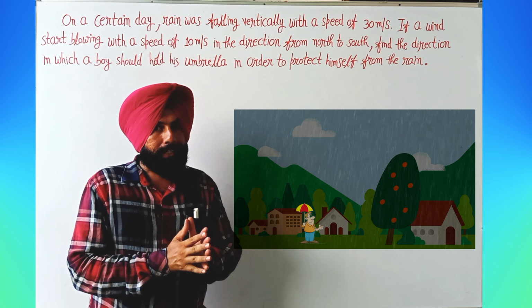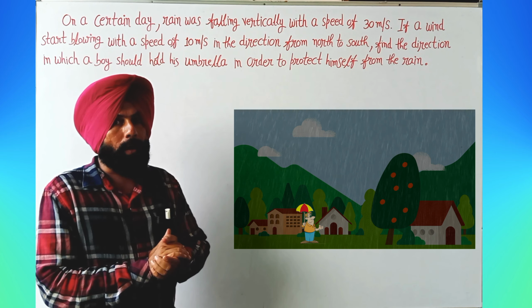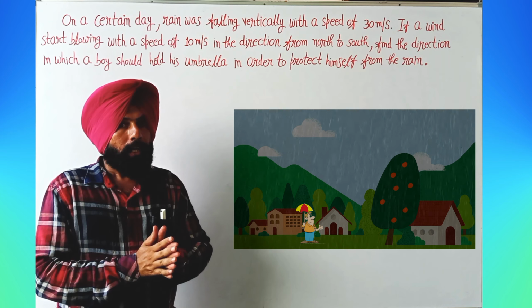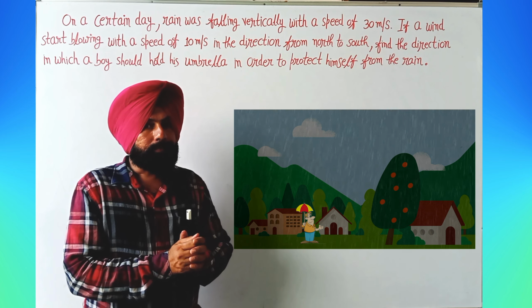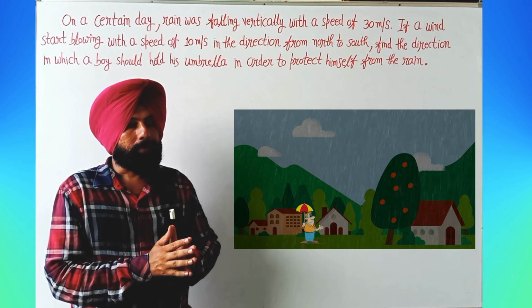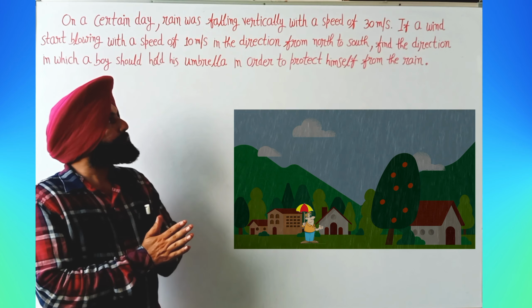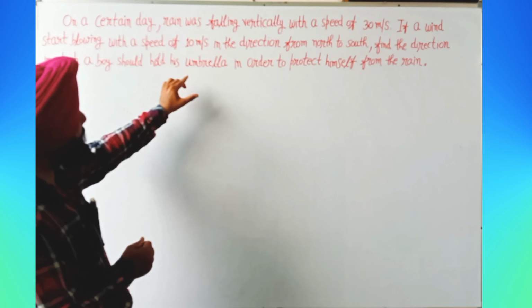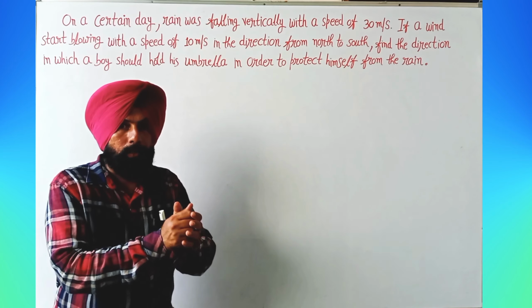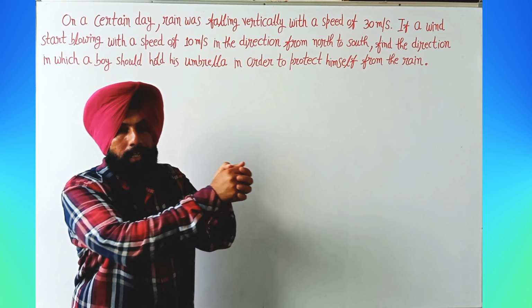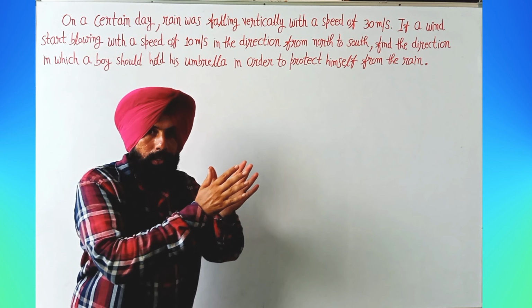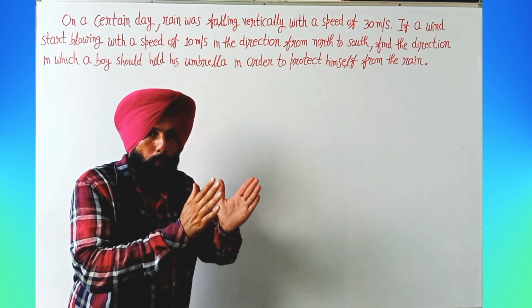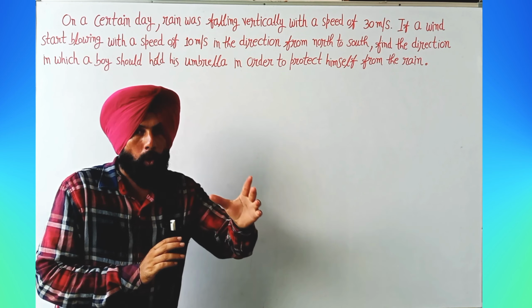We want to find, for the man who has an umbrella, in which direction he should be directed to protect himself from the rain. In which direction a boy should hold his umbrella. Hold his umbrella means in which direction he will be bent to protect himself from rain.